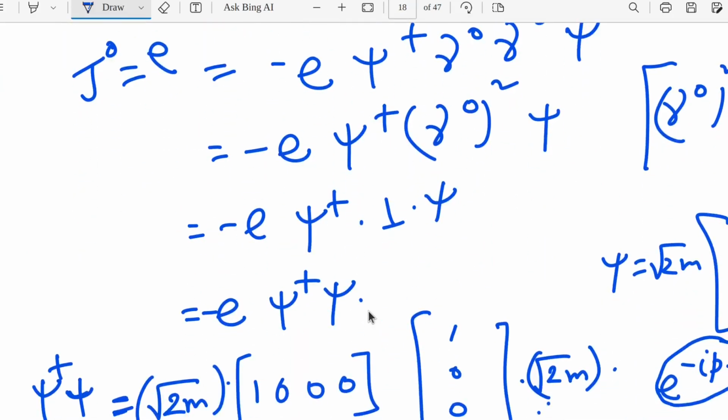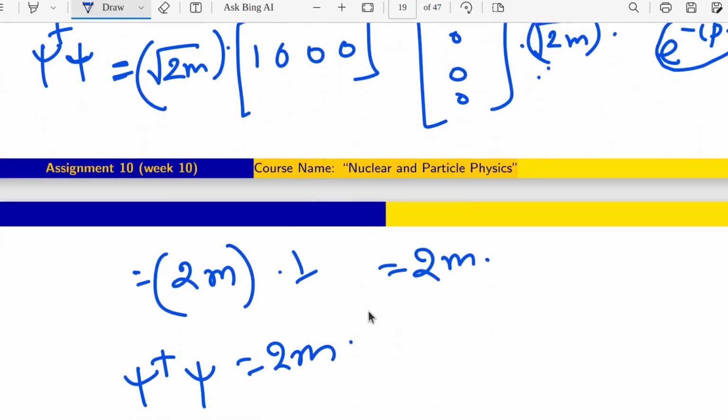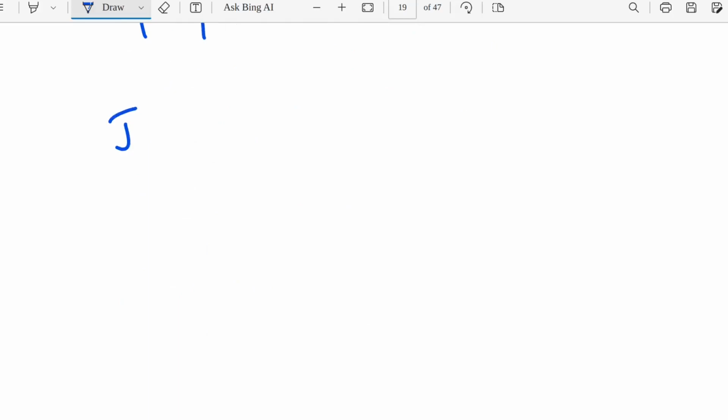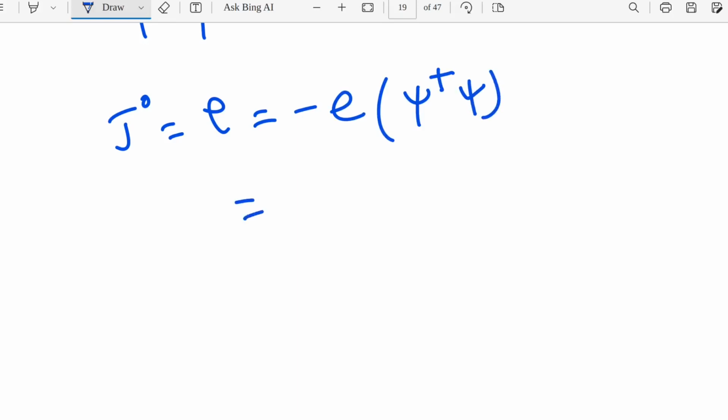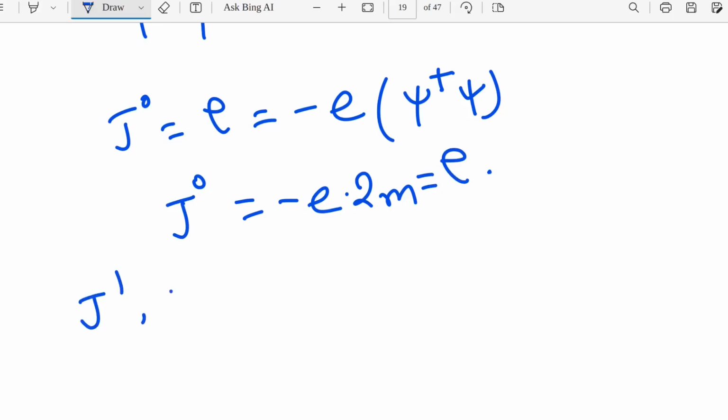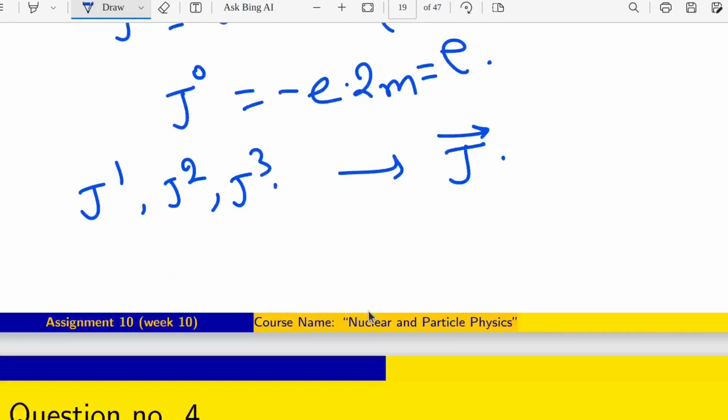And what is the question? J0, which is ρ, is minus e psi dagger psi, which is minus e times 2m. So we got J0, which is nothing but ρ. Now we have to calculate J1, J2 and J3, which will make the J vector.